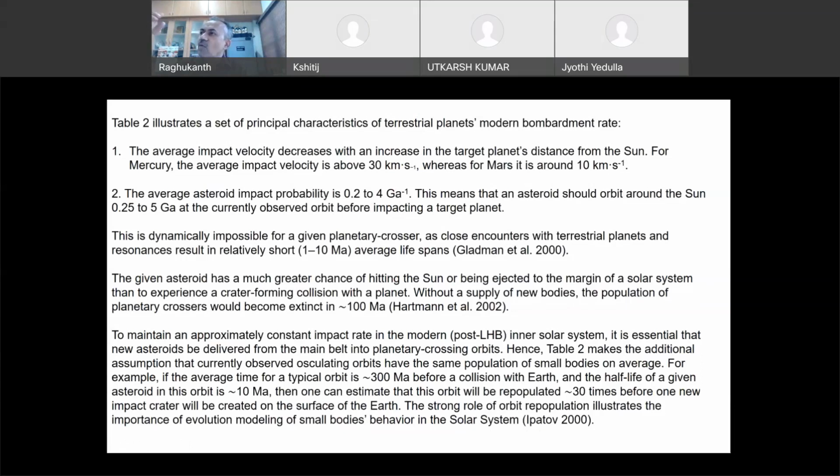So asteroids may become extinct also after some point of time, because all of them will do cratering, and they may even go extinct. Okay, so that's what they say. So new asteroids must be delivered from the main belt into the planetary crossing orbits. So many observations have been done on this data set itself.